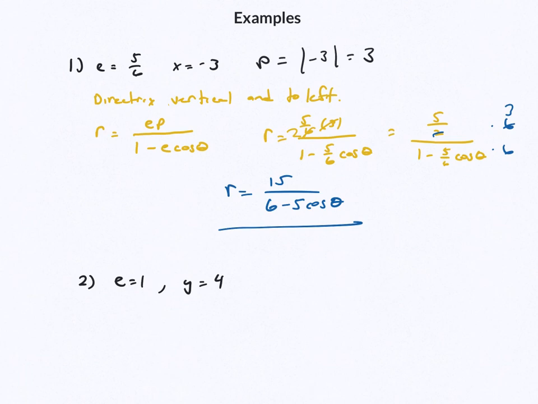Take a look at this next example. e equals 1, so we know it's a parabola. y is equal to 4. Okay, I want you to pause the video right now, take a minute, identify which form you're going to use and plug everything in. Come back, we'll take a look at what you got.